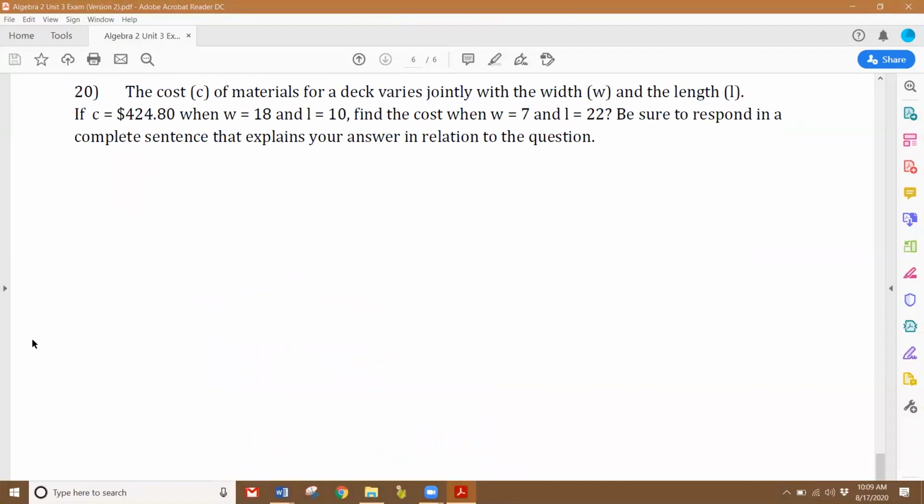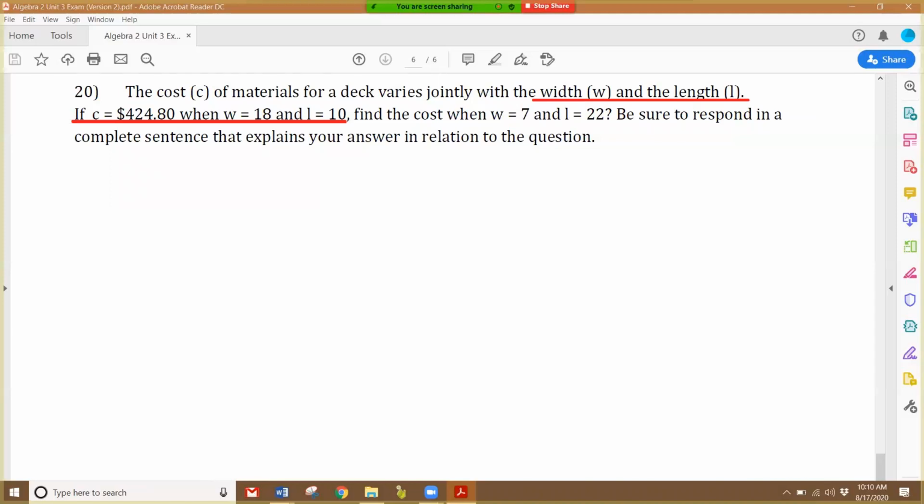Last one. So the cost of materials for a deck, I think the one we talked about on your notes was we were buying flooring and not a deck. So similar, but a little bit different. Varies jointly with the width and the length. That tells us that the width and the length are going to get paired together. So this time we've got three numbers. We're going to have a cost, a width, and a length right there. There's one triple that goes together. Then we're being asked to find the cost, and then we're given the width and the length. So when I set these up, I'm going to do cost on top, width times length in the denominator. So that's my game plan for setting this up.